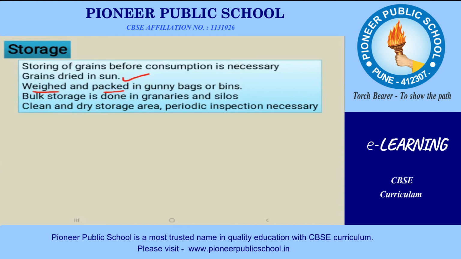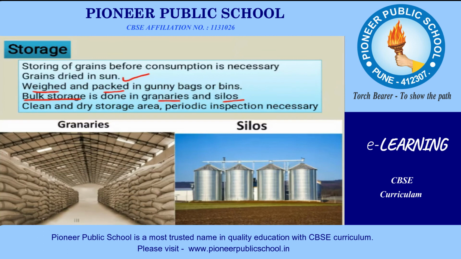Now, when a large quantity of grain is present, we need bulk storage. And bulk storage is done in granaries or silos. Here, in this picture, you can see that grain has been filled in gunny bags and kept very safely in a clean and dry storage area. In another picture, you can see grain has been stored in metallic tanks, that is silos. And here, the inspection of these granaries and silos must be done after every certain period. So, periodic inspection is necessary.